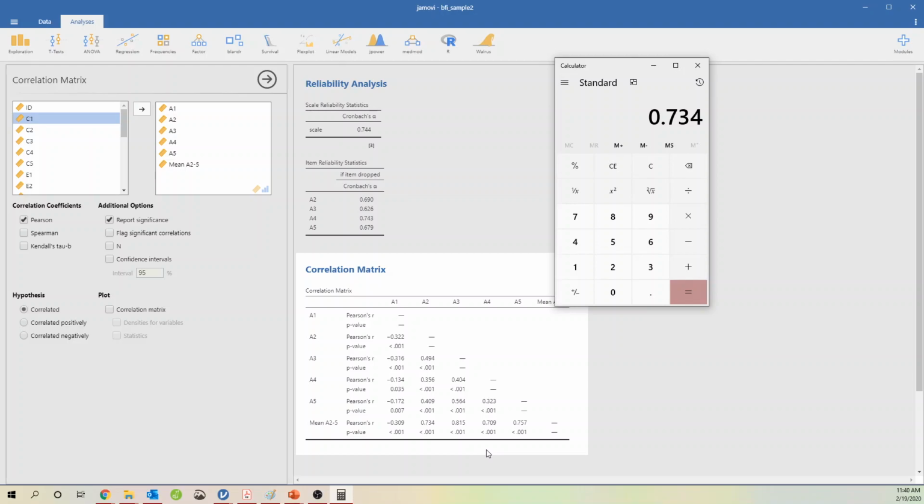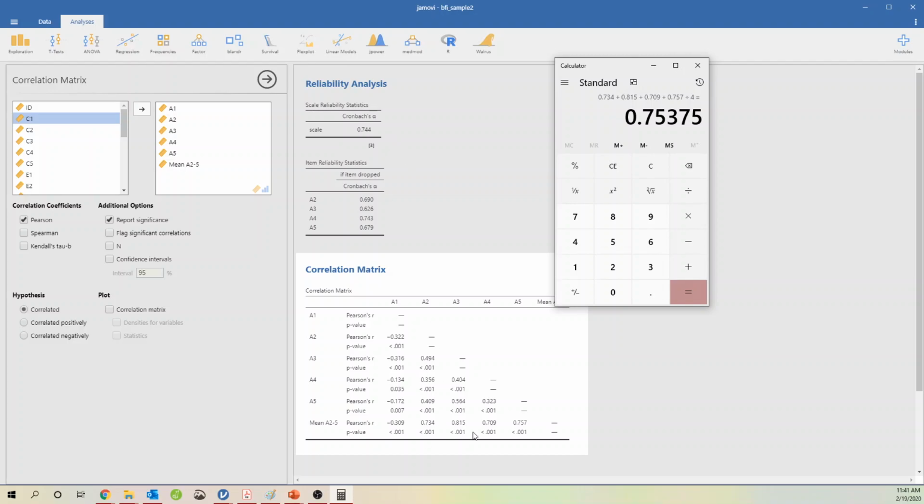0.734 plus 0.815 plus 0.709 plus 0.757 divided by 4 gets us 0.753, and that's pretty close to our Cronbach's alpha. That's almost exactly what is happening when the Cronbach's alpha is calculated. You actually divide this by the total amount of variance. That's why the Cronbach's alpha is never going to be the exact mean. It's going to be a little bit smaller than that, but hopefully that gives you an idea.